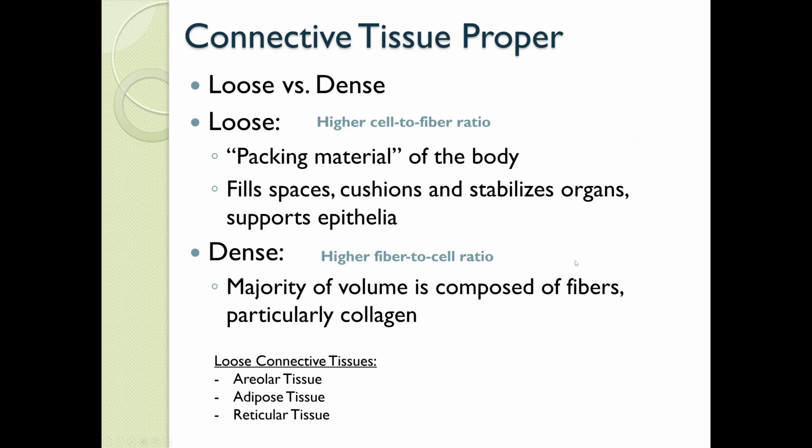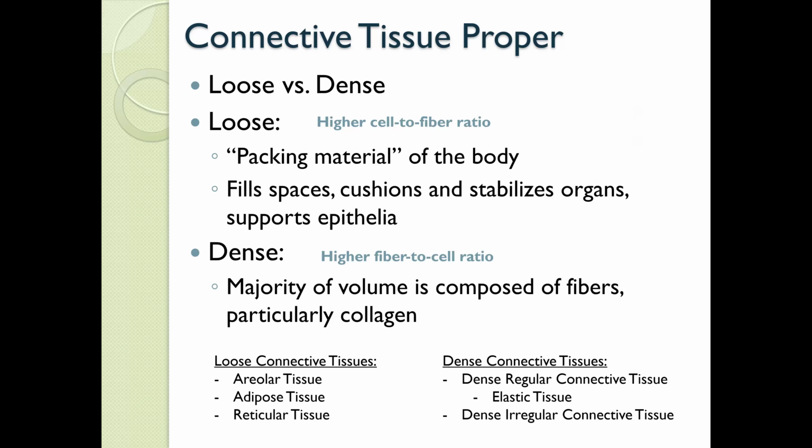There are three subtypes of loose connective tissues: areolar, adipose, and reticular. And there are two main subtypes of dense connective tissues: dense regular and dense irregular. And then dense regular has a subtype called elastic tissue. So we'll go through and look at all of these one by one.